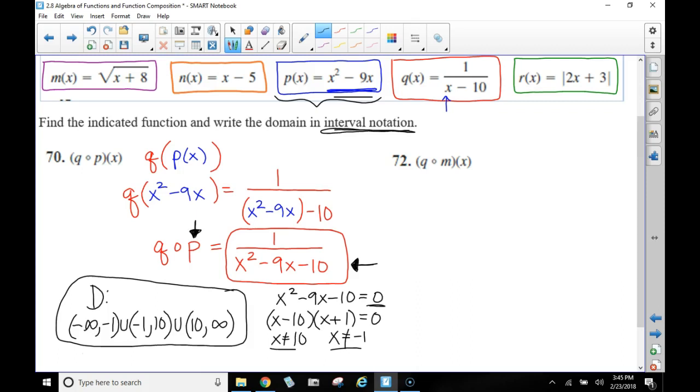All right? On number 72, we are going to be doing Q composition M evaluated at x. So the outer function is the Q function. The inner function is M of x. That is purple for me anyway. Very important first step. Now you work from the inside out. So now I need to figure out what is going to be my Q function evaluated at m of x, which is the square root of x plus 8.